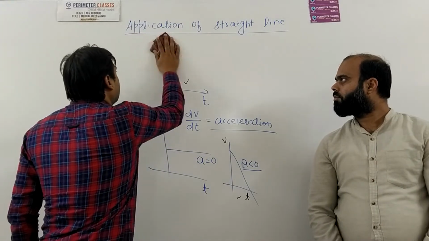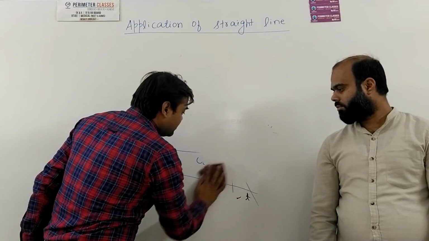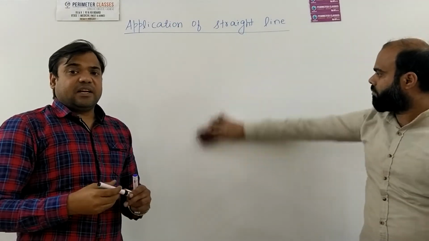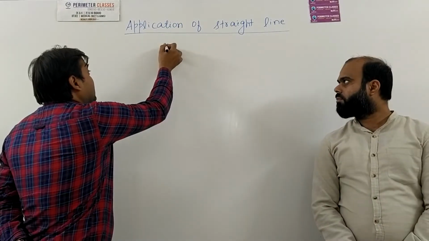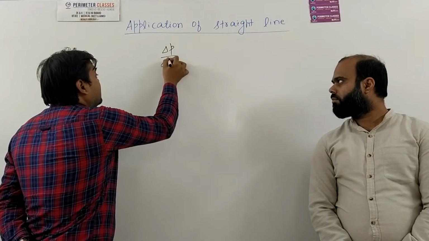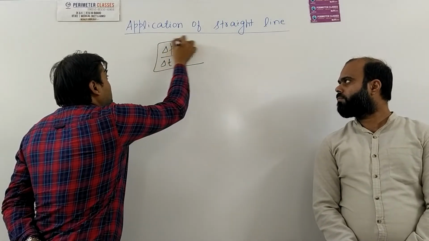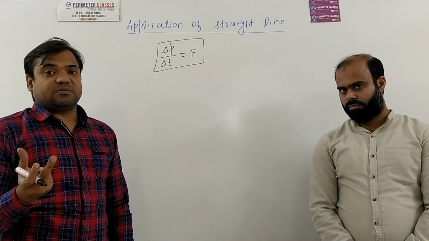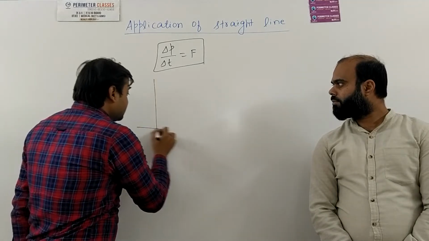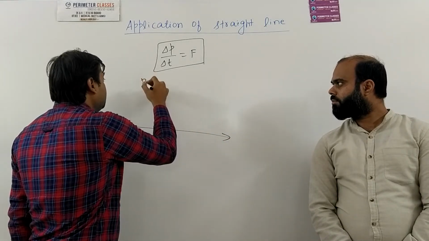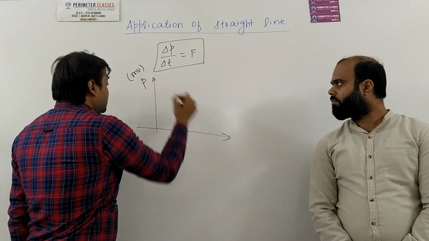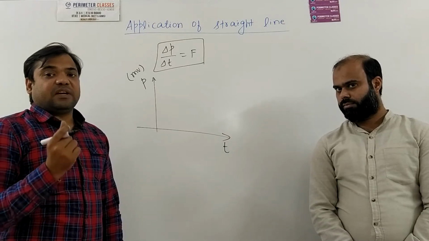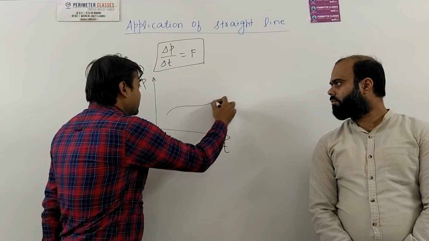Now there are various other places where you can apply the concept of a straight line. One such case is, as you all know, that the rate of change of momentum, delta P upon delta T, gives us force. Force can be of two types: average force and instantaneous force. Let us say a graph between momentum, that is P, which is equal to m into v, versus time is given to us, and I have to calculate the value of average force. So a graph is given like this.